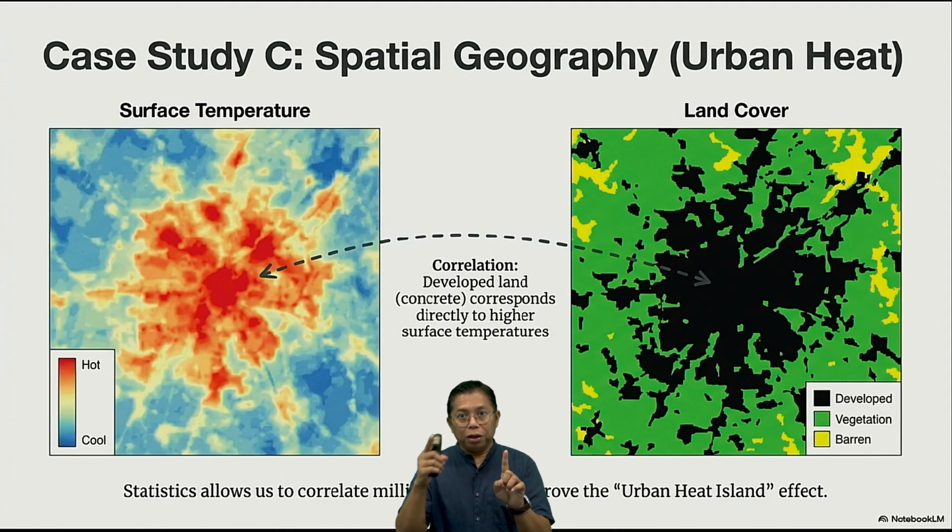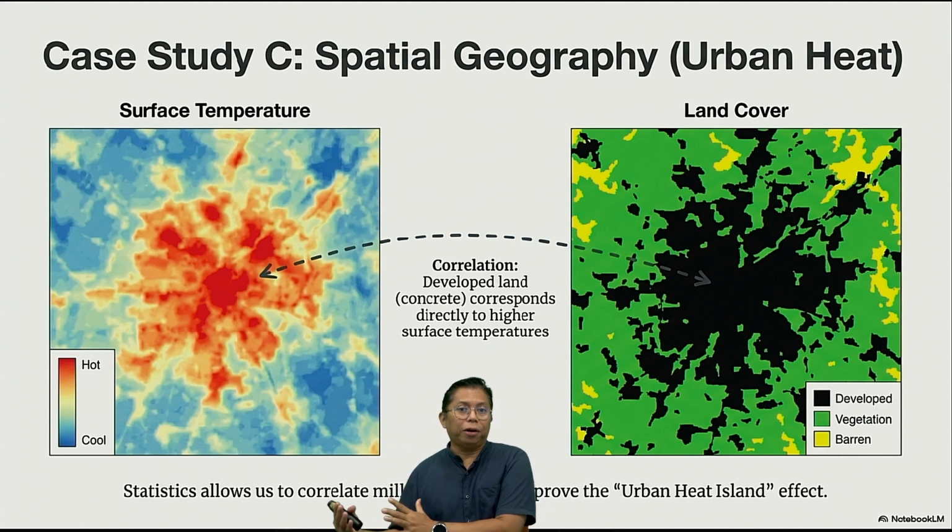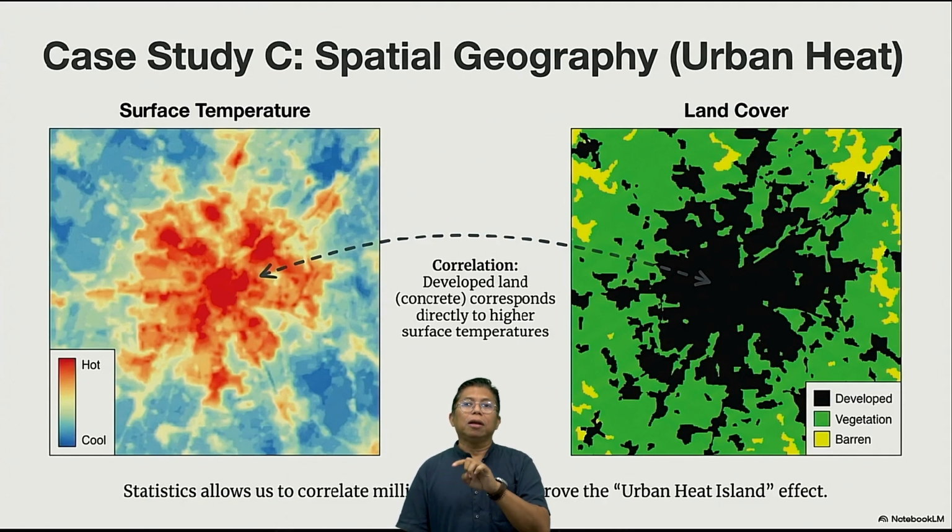Now, in geography, we have to be careful. Just because two things happen together, what we call correlation, doesn't mean one actually causes the other. For example, we see that pavement and concrete are associated with high temperature. But we shouldn't just assume that means causation. Caution. This is where statistics comes in.